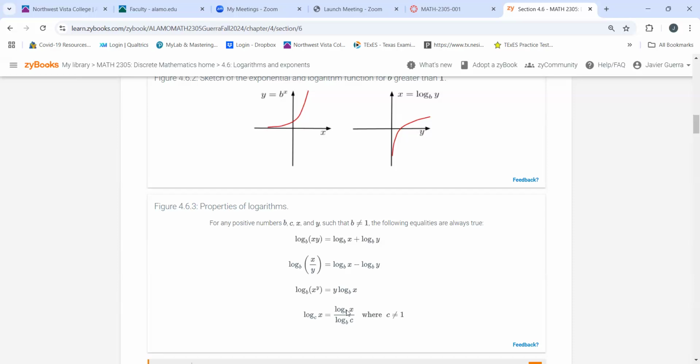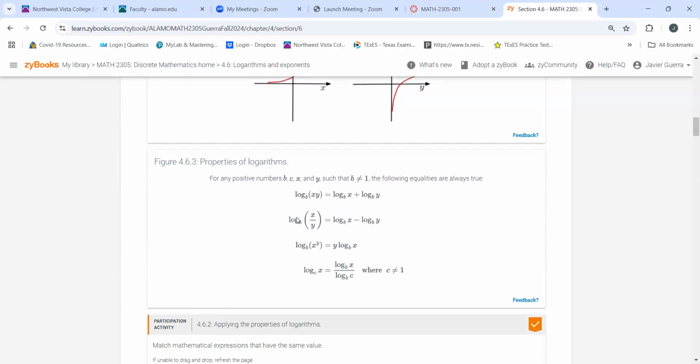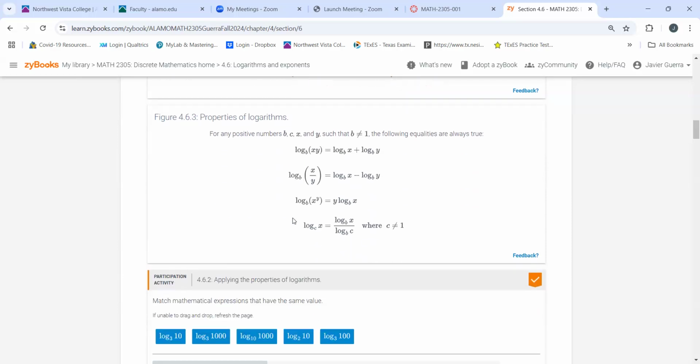You need to make sure that the bases are the same. So you can use base 10 or ln, which is log base e. Regardless of what you do, it should give you the same result. And just make sure that your c is not equal to 1, otherwise you're going to get undefined. So here are your formulas for the logarithm functions.